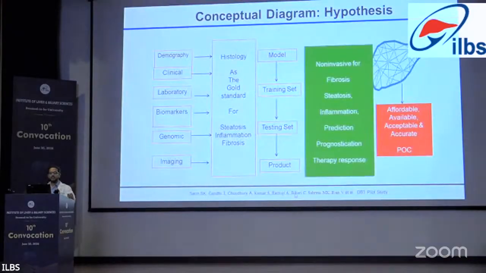For this, the SAR is the PI. We have taken a model for how we can develop this, including all these parameters: demographic, clinical, laboratory parameters, genomics, and imaging, to get a model. I think till now we have retrospectively collected 1400 data, and prospective collection is also going on. So this is for diagnosis, and how we can improve it.